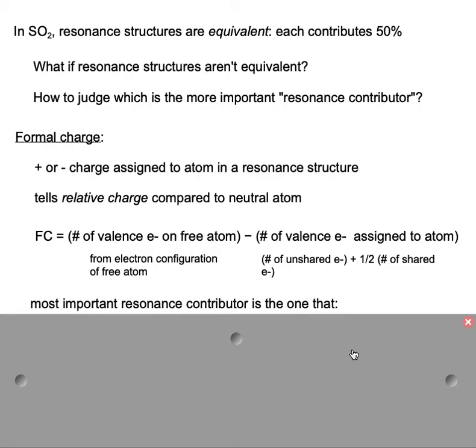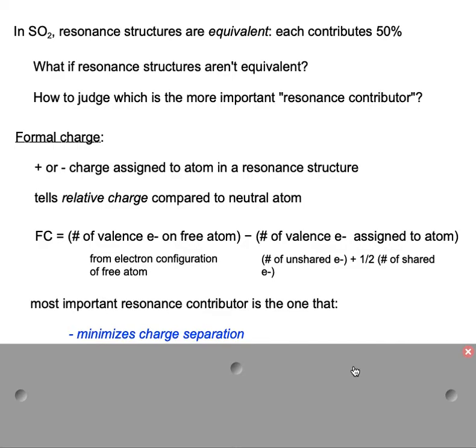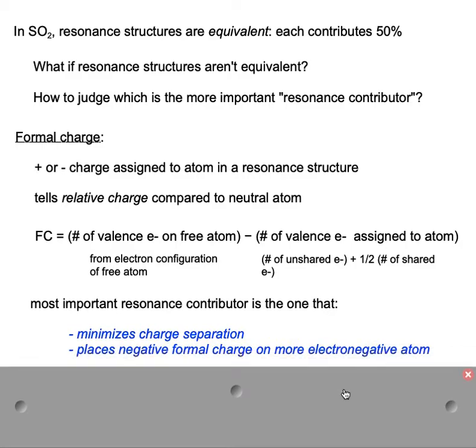And once you've done that for all resonance structures, the most important resonance contributor, the one that is closest to reality, is the one that minimizes charge separation, so the one that has the least formal charge. But if you can't avoid formal charge, it's the one that puts the negative formal charge on the more electronegative atom, which makes perfect sense.